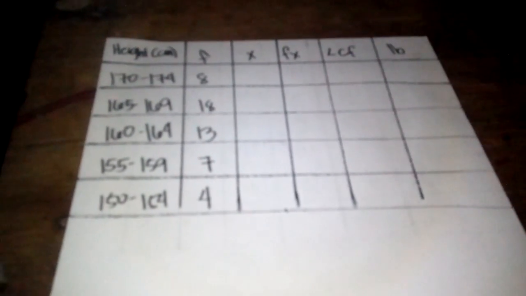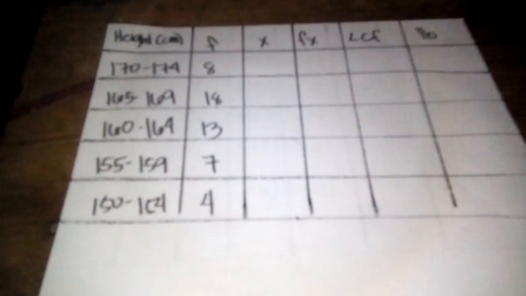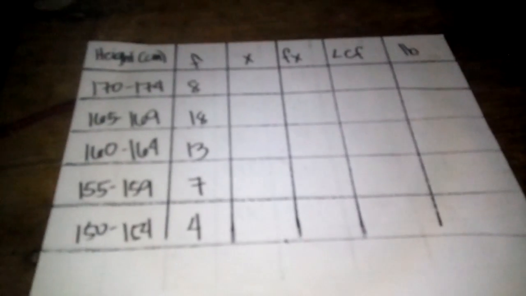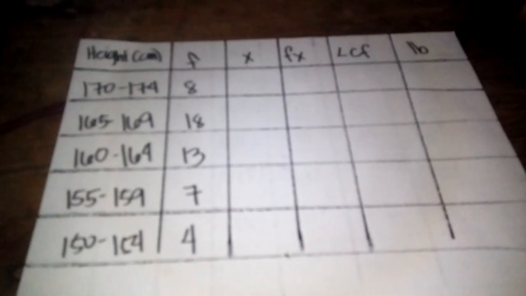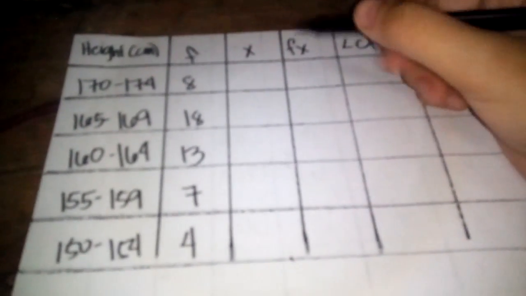So today, I'm going to teach you how to get the measures of central tendency of grouped data. So here I have prepared some data for an example. So first, we have to complete the tables in this data. We have to get the class mark, which is this x.